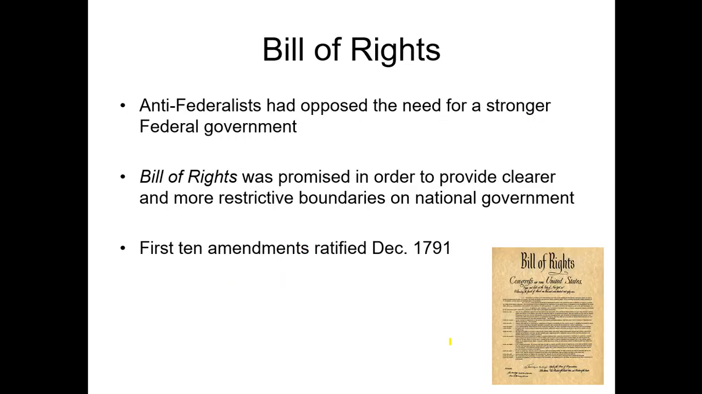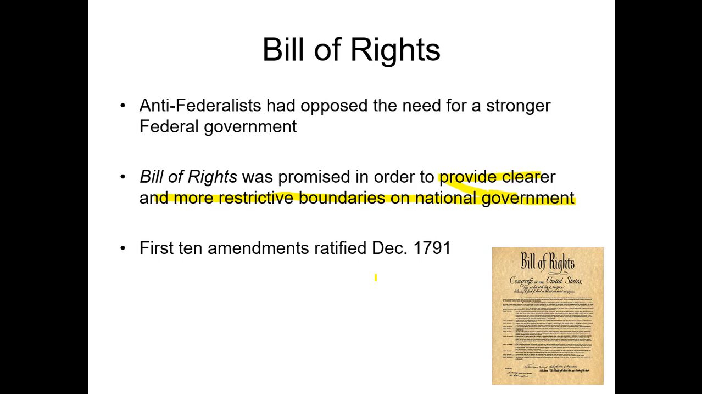Now, as I've talked about before, the Bill of Rights were promised. Originally, Madison and his cohorts there at the Constitutional Convention did not feel the need to put a Bill of Rights into the Constitution because each state would have its own Bill of Rights. In order to get the Anti-Federalists in particular on board, the Bill of Rights was promised because Anti-Federalists were against the idea of having a stronger federal government in the first place. They were the ones that wanted to maintain their own self-interests and their own state powers and did not want another layer of government that they would have to report to. So the Bill of Rights were promised in order to provide clearer and more restrictive boundaries on the national government.